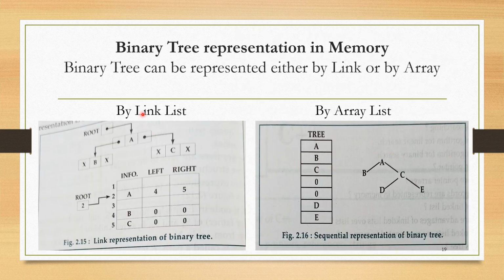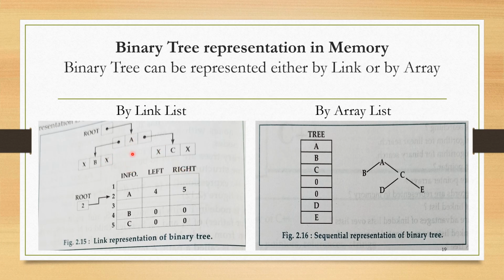Now, how is it represented? A binary tree can be represented either by link or by array. So this is a binary tree: A, then B, C. Is it okay?